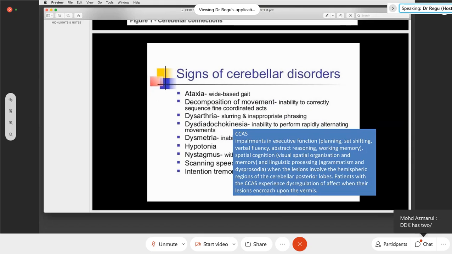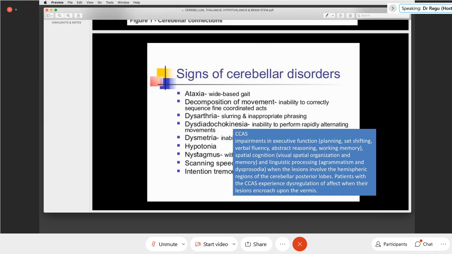Another thing we do is something called a finger nose test. We tell the patient to touch their nose and touch our finger, and you have to do this back and forth. A person with a cerebellar problem is not able to hit the target correctly. They'll overshoot because their ability to gauge and perform a smooth movement is affected. This is known as dysmetria.